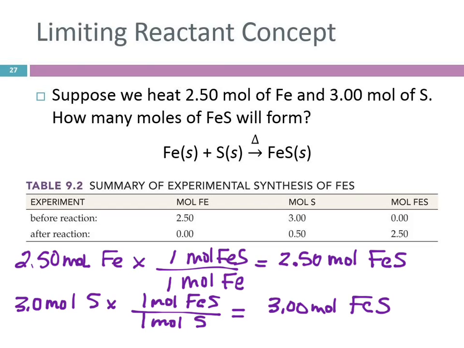So when you have a problem like this, where they're giving you quantities of 2 reactants, you do 2 calculations. There are other ways to do this, but this is the most straightforward and easiest to remember. You do 2 calculations to find the amount of product. You look at that and ask yourself, which one's smaller? Okay, this one is smaller. That is the answer of how many moles of product will form.